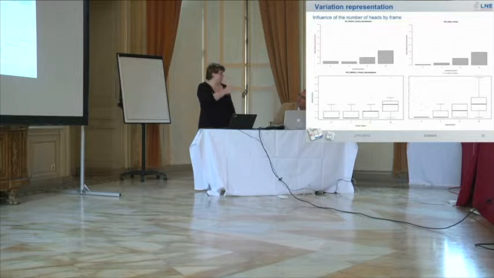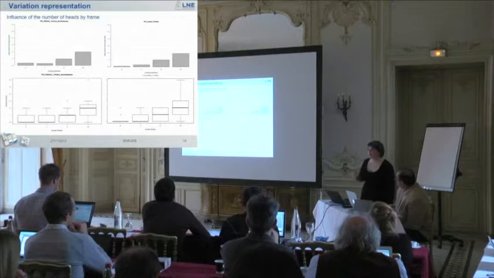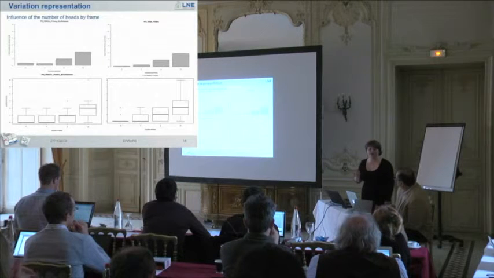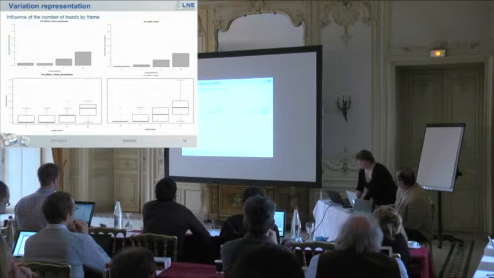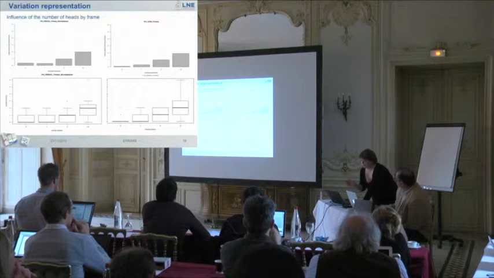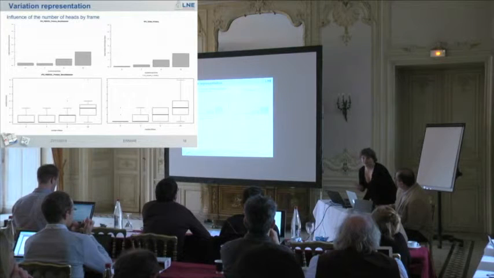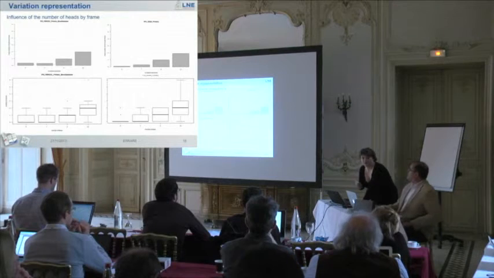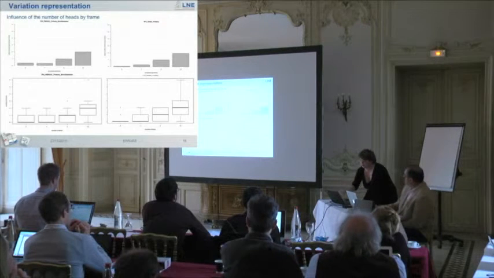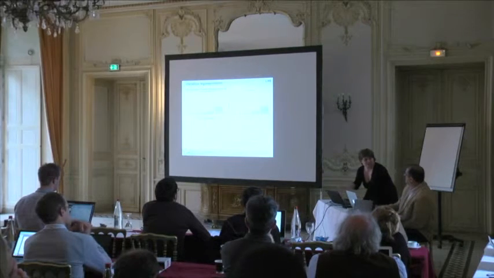What is important to know in this kind of representation is the problem of the number of frames you have for each situation. One problem, for example, that we have in the REPERE challenge is that for the frames where there are more than two heads at the same time, we don't have enough images compared to the other conditions. So that is always the same problem in this kind of representation. We don't have the information of the number of instances.